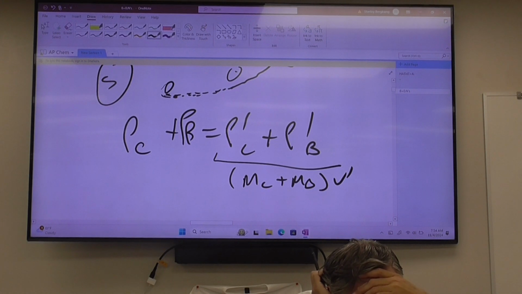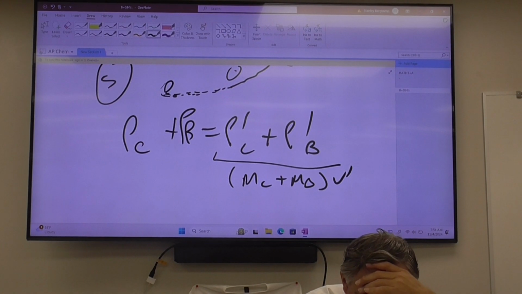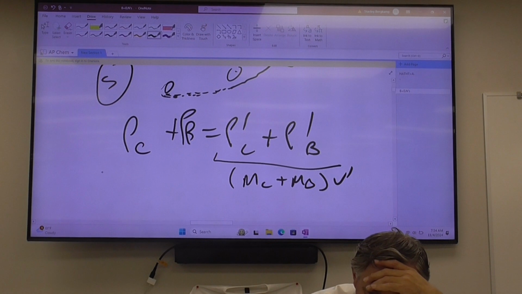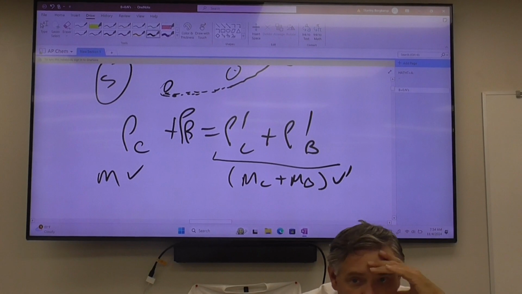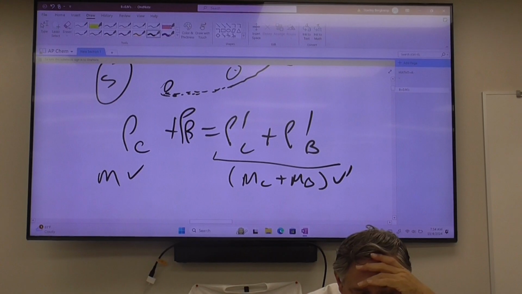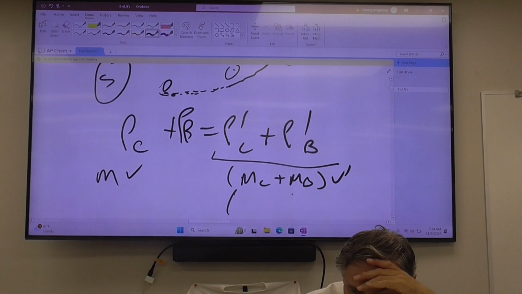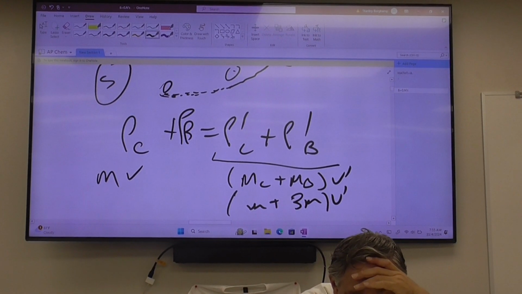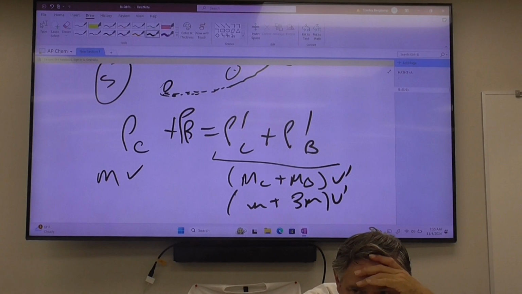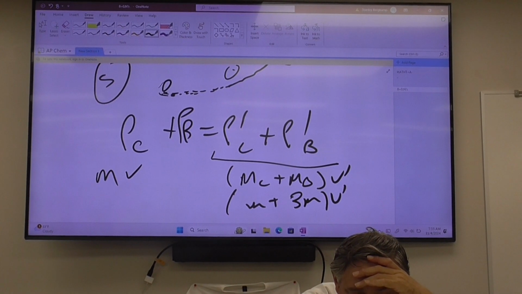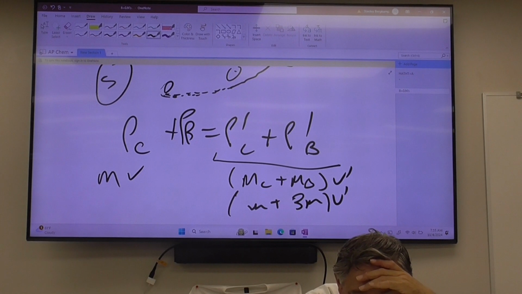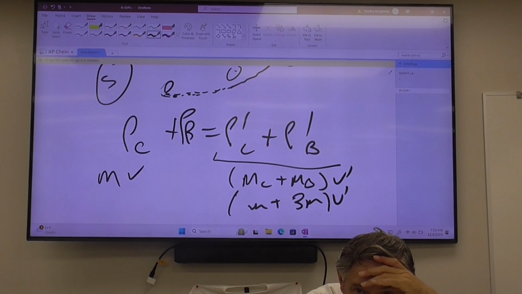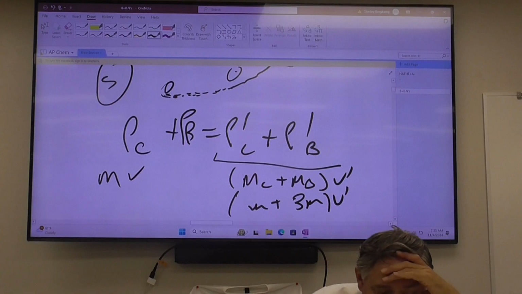Here's the story. You have mass M with unknown velocity, so this is just M times V. Then you have the mass of 3M plus M times V prime. Do you know what V prime is? Yes. Then it just turns into an algebra problem. It's not 13.